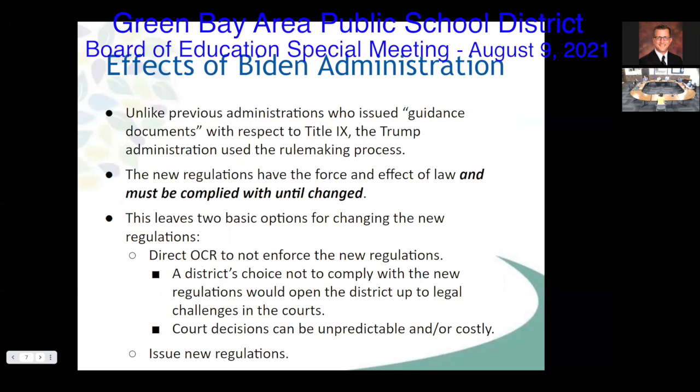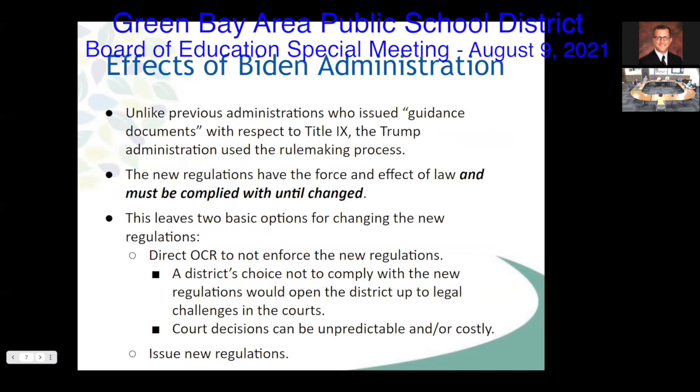Although President Biden, during his election campaign, promised that if elected, he would put a quick end to the 2020 Title IX regulations, it unfortunately will not be a simple task. Unlike the previous administrations who issued guidance documents on Title IX, the Trump administration used the rulemaking process to update Title IX. This makes it much harder for the Biden administration to implement change, as the new regulations have the force and effect of law and can't simply be discarded like the guidance documents can be.